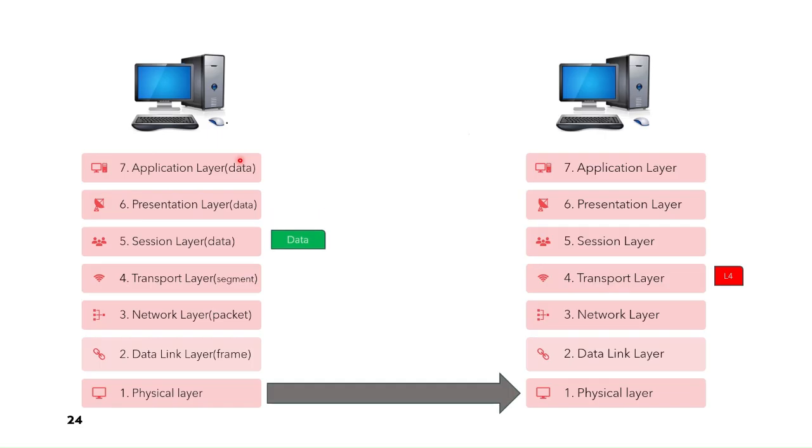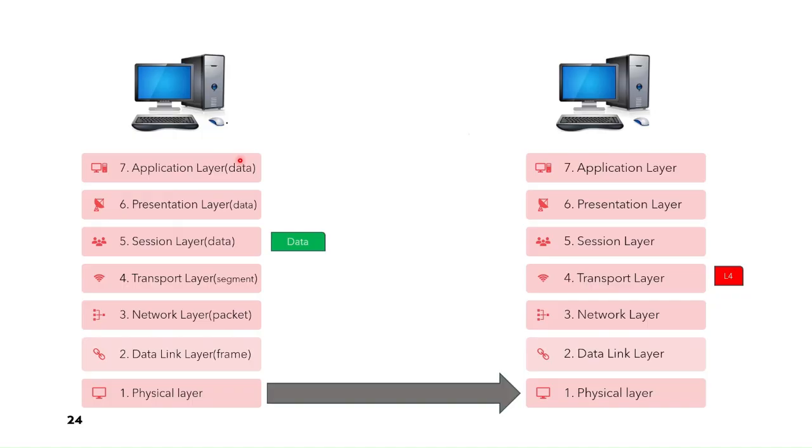But when the data is pushed down to the session layer, it would now create a session. When we say to create a session, what it will do is add breakpoints in the data so that in case the transmission fails along the line, you can resume it from a previous checkpoint. That is what the session layer does.